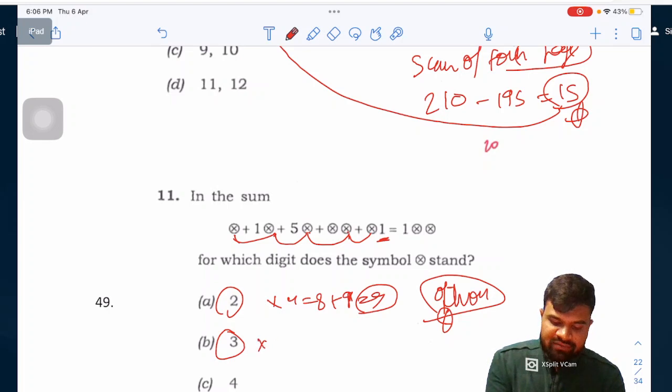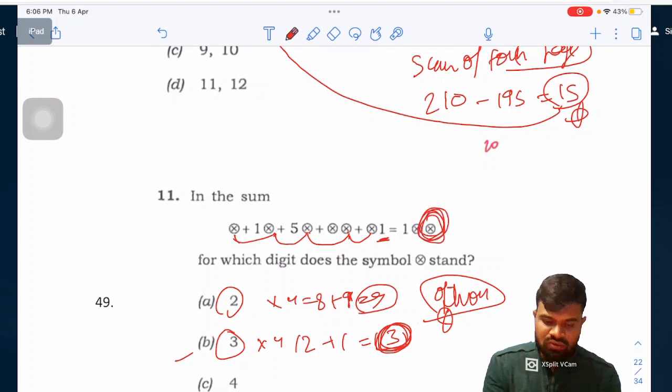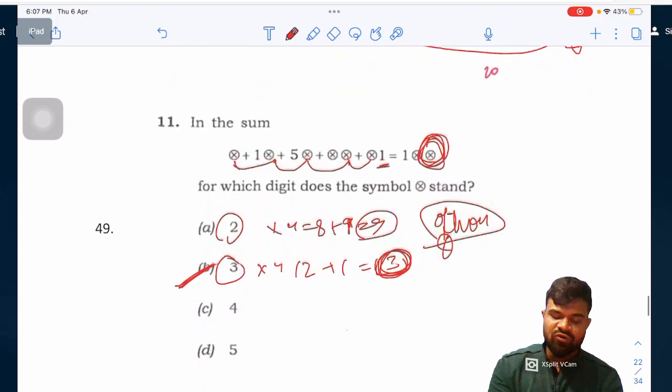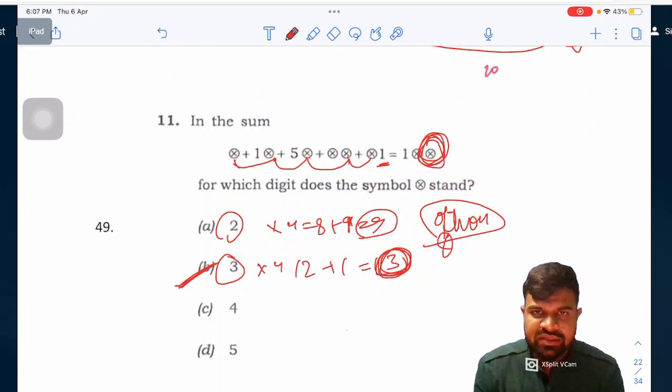Now we will try with 3. 3 into 4 is 12. We will add 1, it is 13. 13 means the same digit. So the answer will be 3. We can check for 4 and 5 as well if you want to, but the answer will be 3. So this is how you will do.